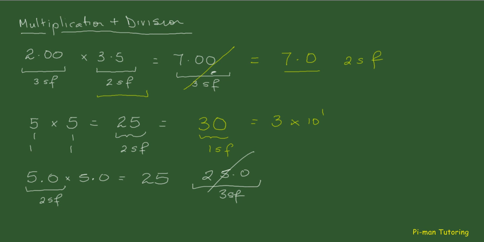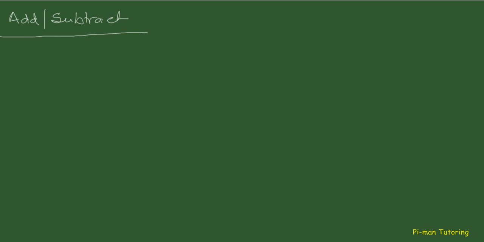So the same applies with division. You have to be careful with the final answer not exceeding the precision of the least precise value in your input. Now let's look at addition and subtraction, where we do things a little differently. Now for adding and subtracting, we don't use the significant figures, we use the decimal places as our precision.